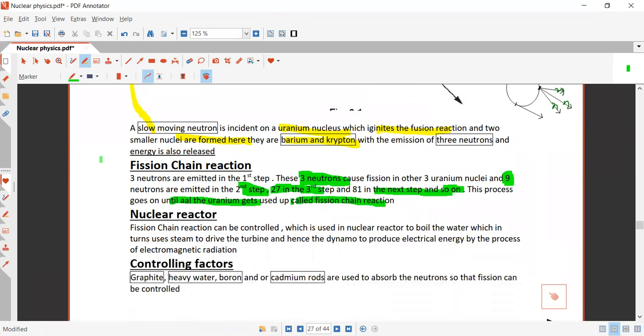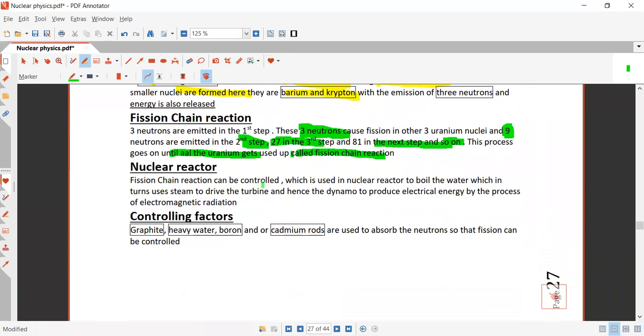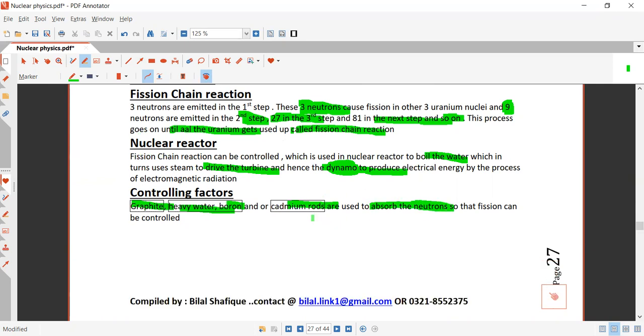Okay. Now, what is a nuclear reactor? The fission chain reaction can be controlled, which is used in a nuclear reactor to boil the water, which in turn produces steam to drive the turbine and hence the dynamo to produce the electrical energy. Dynamo is basically the generator, right? And the controlling factors are graphite, heavy water, boron, or cadmium rods, because they absorb the neutrons, right? Okay.